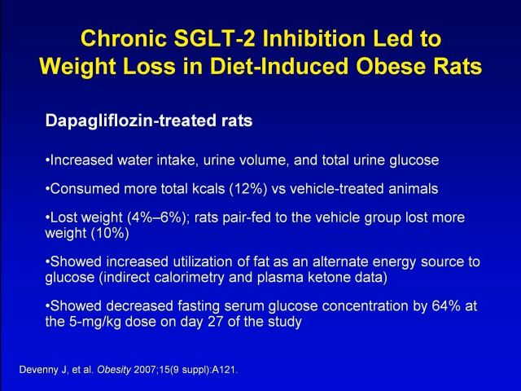It also showed increased utilization of fat as an alternate energy to glucose, and this was done by a method called indirect calorimetry and plasma ketone data. It also showed that the fasting serum glucose concentration was decreased by 64% at the 5 milligram per kg body dose on the 27th day of the study. So, in summary, this slide shows that there are several metabolic effects of SGLT2 inhibition that may or may not be directly related to just excretion of glucose in the kidneys.